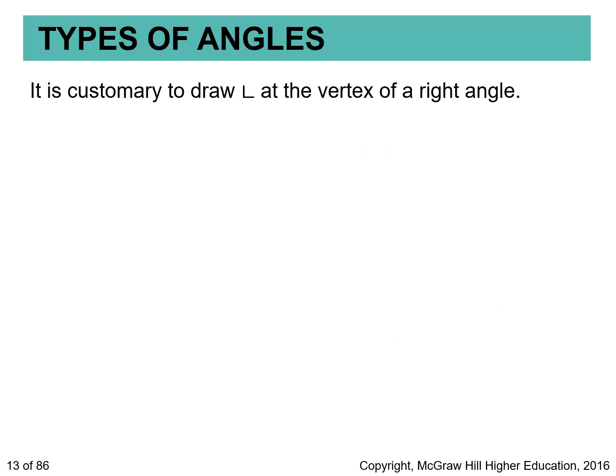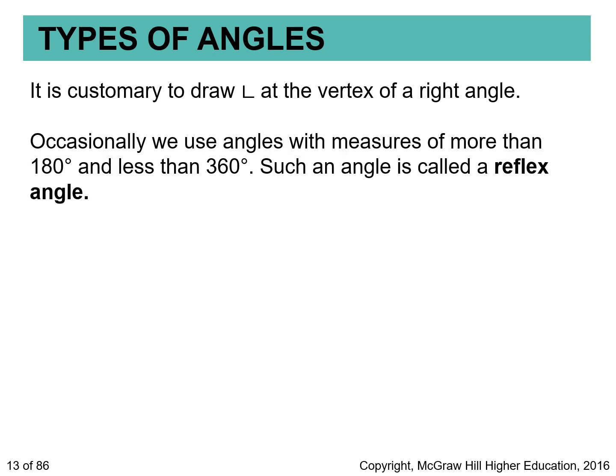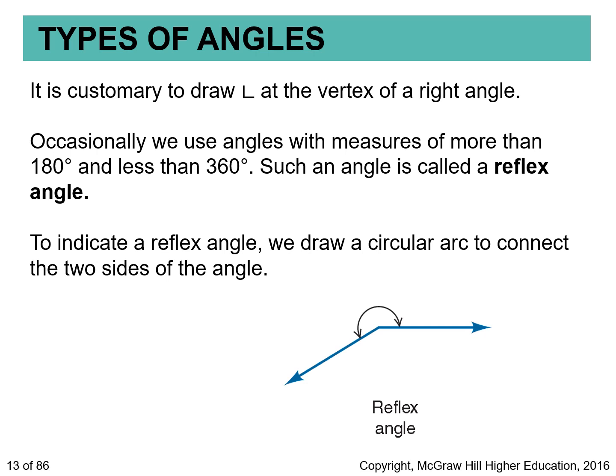It is customary to draw an L at the vertex of a right angle, that's square. If we have an angle that is greater than 180 degrees, it's often called a reflex angle. And we would mark the angle to clarify which one we're talking about with that arc.